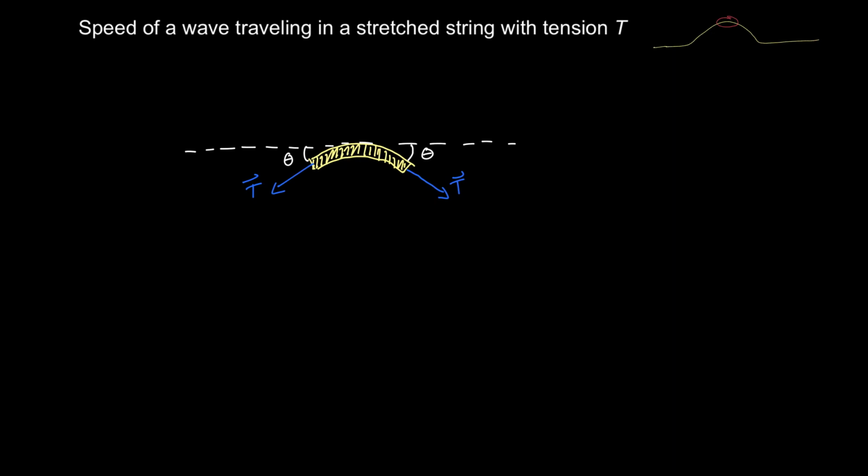And if we look at this point in the middle, O, okay, so this point O is the center of the circle that this arc of string would form. So if we drew a complete circle, it would look something like this, right?